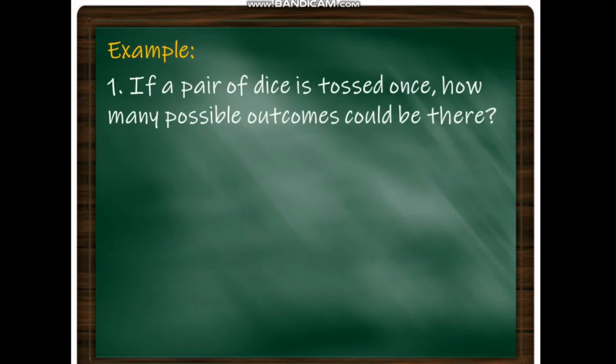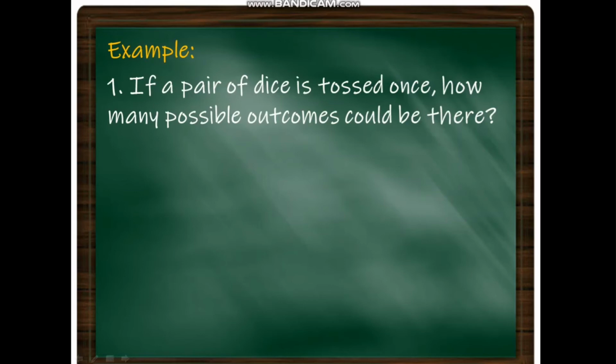Example number 1. If a pair of dice is tossed once, how many possible outcomes could be there? So, meron akong dalawang die. Remember that ang isang die ay meron siyang 6 na possible outcomes. Merong 1, 2, 3, 4, 5, and 6. Since dalawang dice natin, meron akong isang die na may 6, meron akong pangalawang die na may 6. Kung yung unang die natin is the m ways, yung second die natin is the n ways, if we multiply these two dice, we have 6 times 6, that is equals to 36. And 36 is the possible outcomes if we toss a pair of dice once.